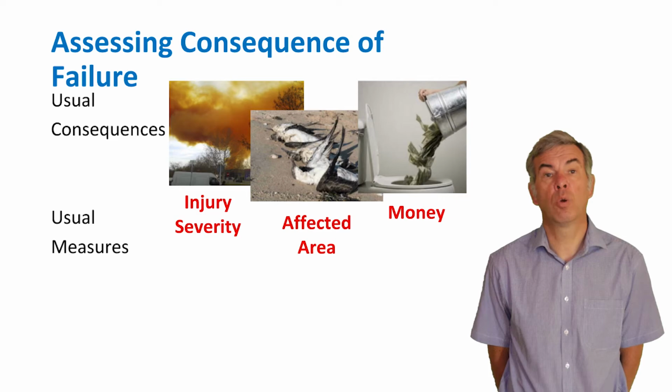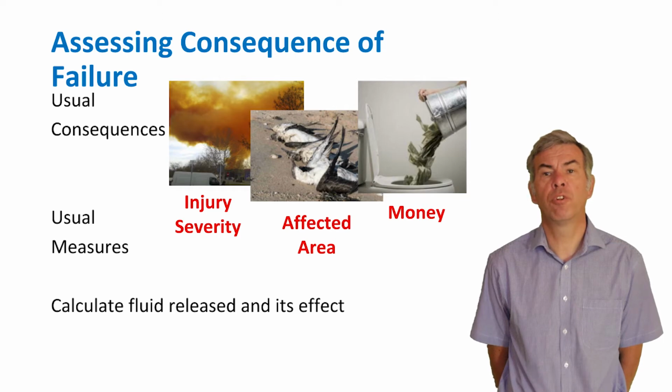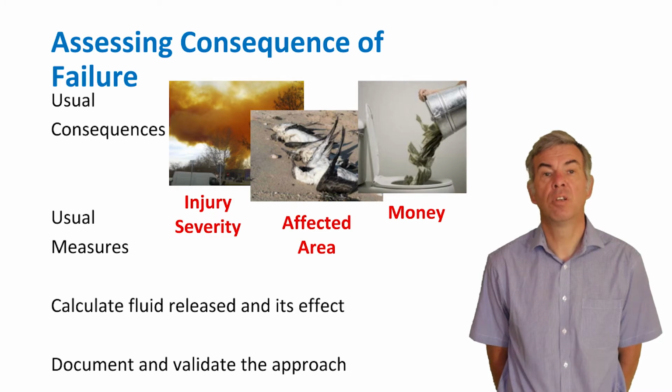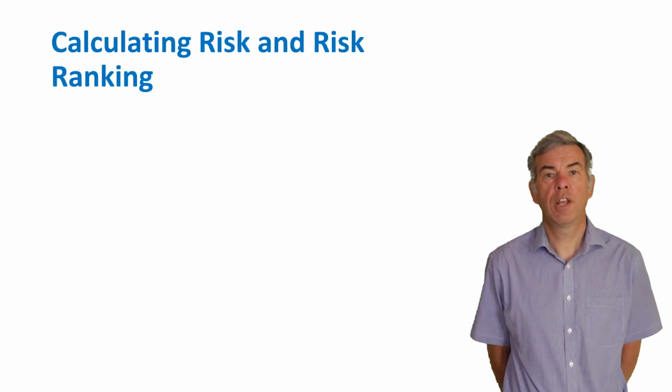Consequence of failure using a qualitative approach could be categorised as high, medium or low, or on a scale of A to E. Using a quantitative approach, it should be more possible to calculate the volume of fluid released and the effect it has on people, property, the environment or the business. As before, with probability of failure, whichever approach is taken, it needs to be documented and validated so it can be repeated. The next step is calculating risk and risk ranking.